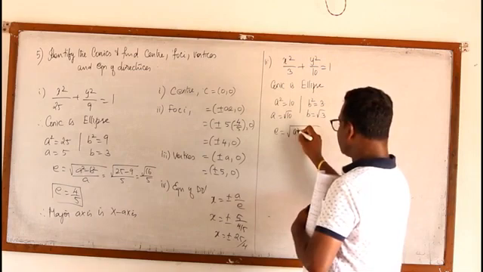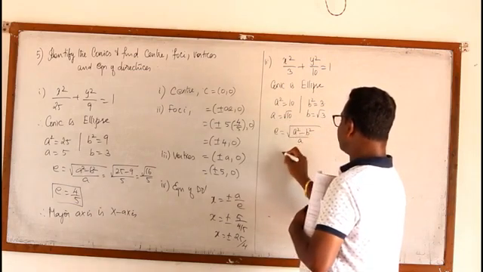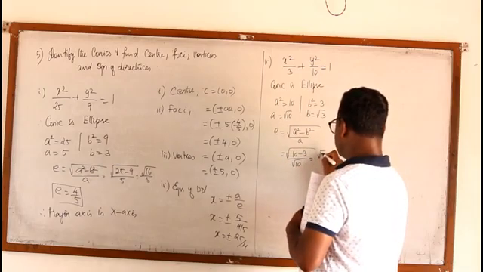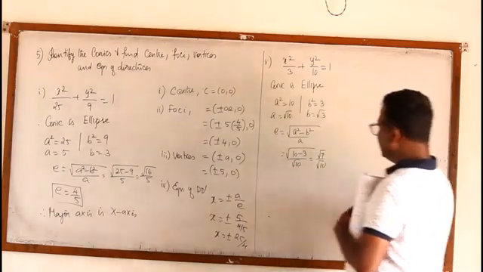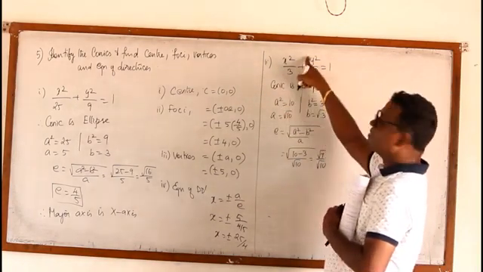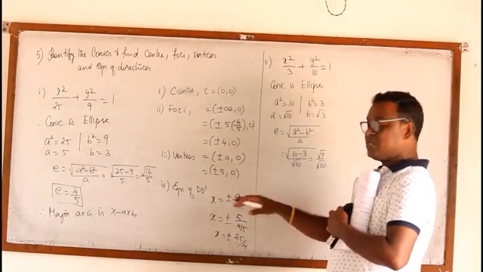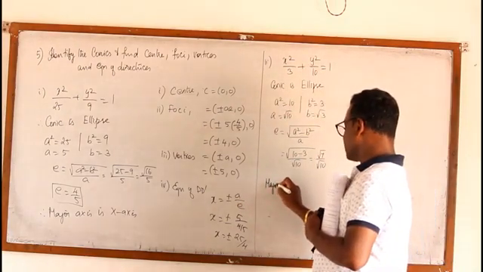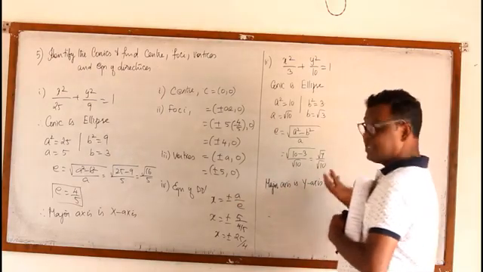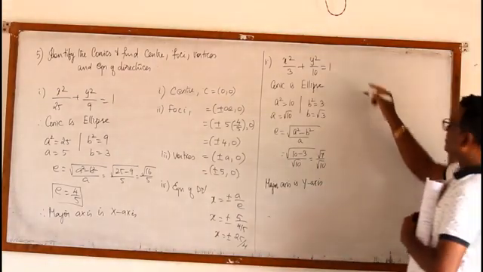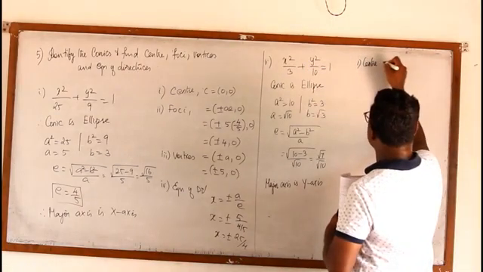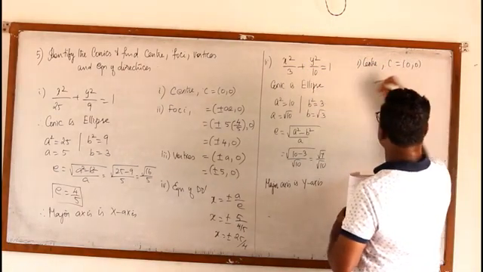If it is ellipse, e is root of a square minus b square by a. It is root of 10 minus 3 by root 10. So it is root 7 by root 10. See, less than 1. Now, the greater number is 10, that is a square is coming under y. Therefore, major axis is y axis. So accordingly, we must find out all the remaining things. Here there is no term with x and no term with y, therefore center is 0, 0.